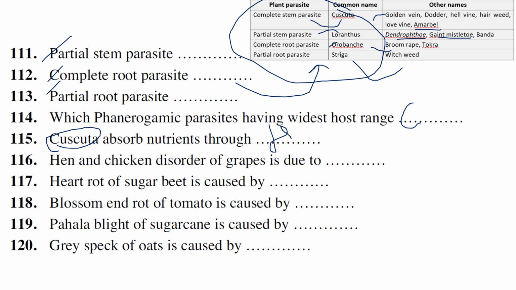Okay. The next one, hen and chicken disorder of grapes is due to boron deficiency. Heart rot of sugar beet, again the same, boron deficiency. Blossom end rot of tomato, calcium deficiency. Pala blight of sugarcane, manganese deficiency. Grey speck of oats, zinc deficiency.